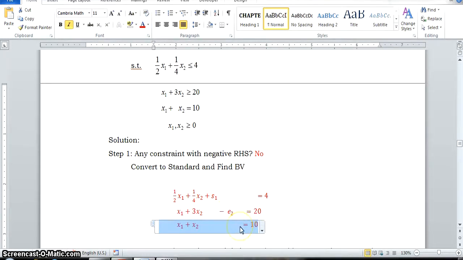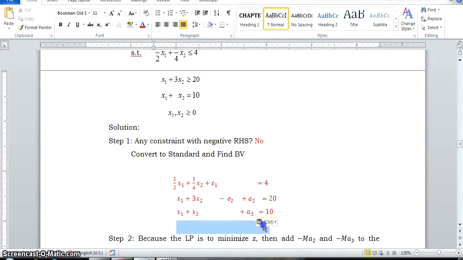For constraints 2 and 3, we require artificial variables. Then, we add artificial variables A2 and A3 to both rows. Then, we write the sign restriction. We see that our initial basic variables will be S1, A2 and A3.